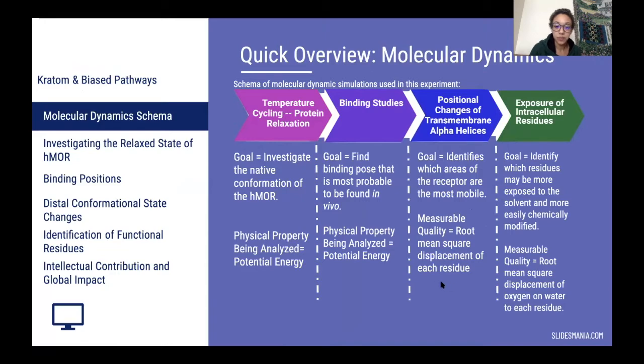Moving on to molecular dynamics. Molecular dynamics is a computational tool that we use to visualize molecules using Newtonian physics.